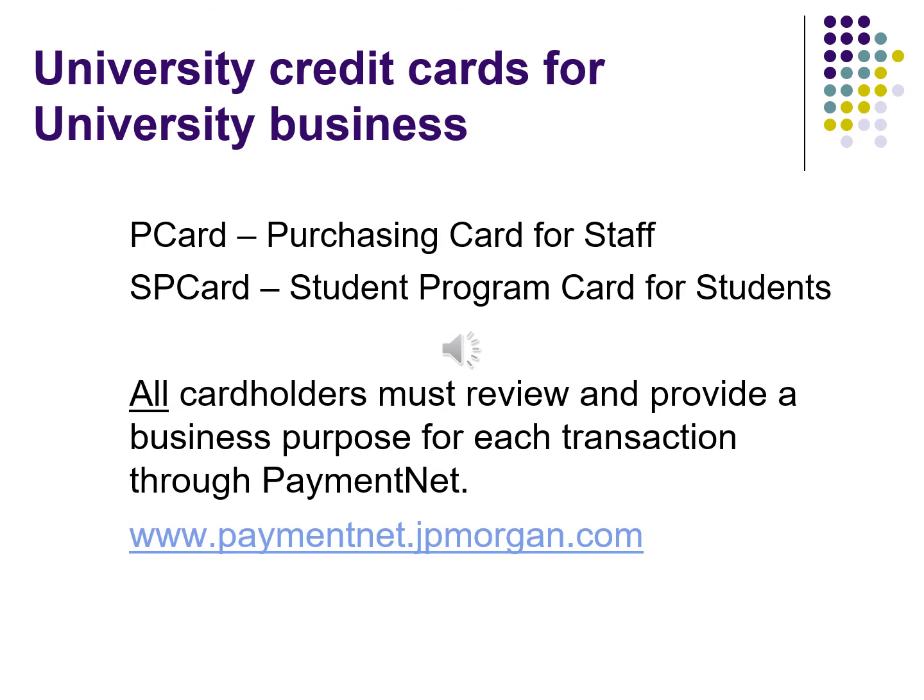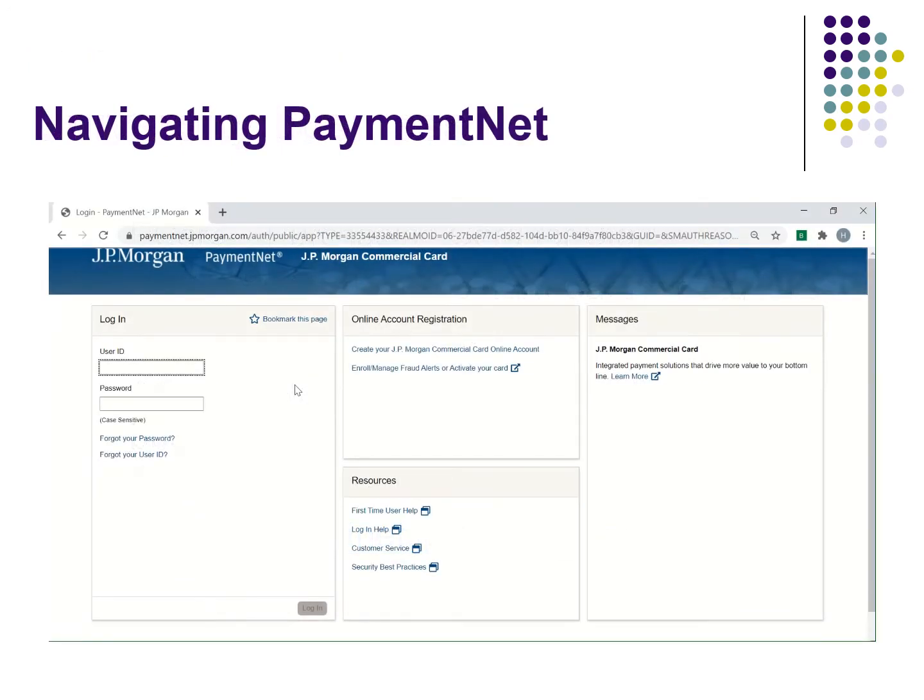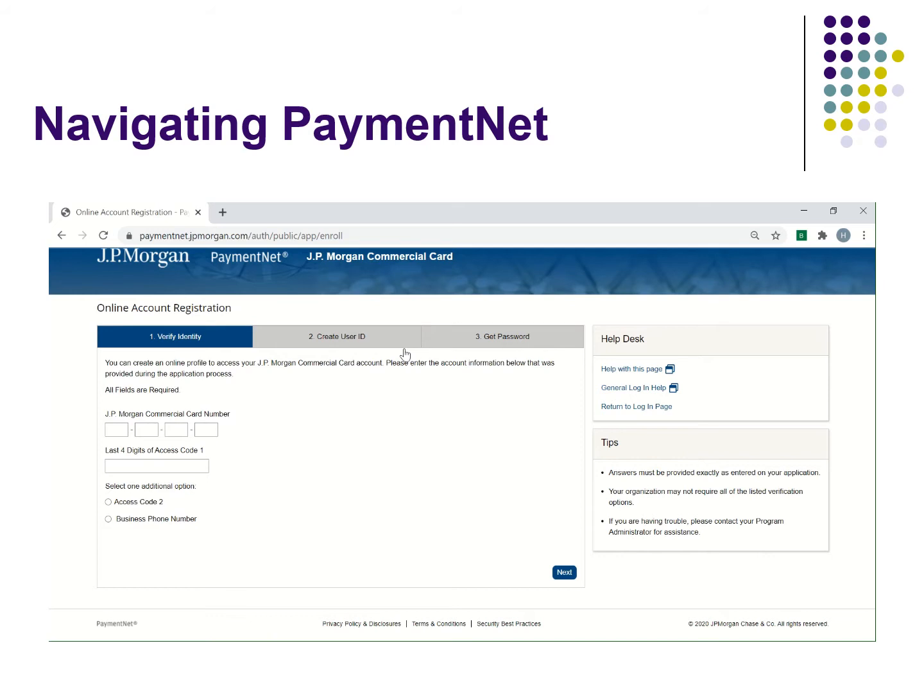So let's begin with creating the account. You'll want to go to www.paymentnet.jpmorgan.com. If you don't already have an account, when you get to the site, you'll want to click Create Your JP Morgan Commercial Card Online Account. You'll be taken to the registration page where you'll fill out the required information.